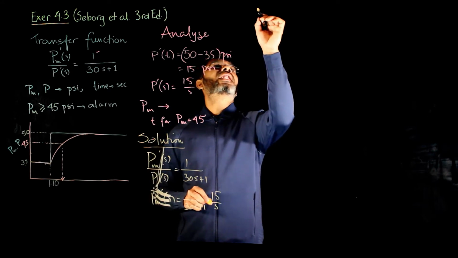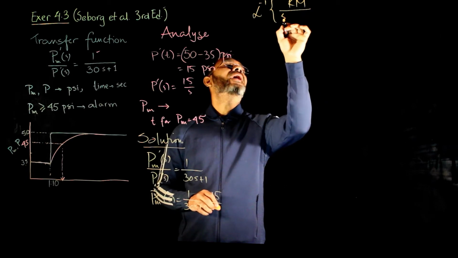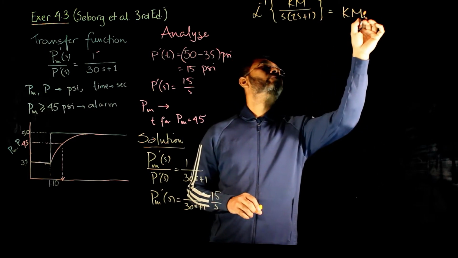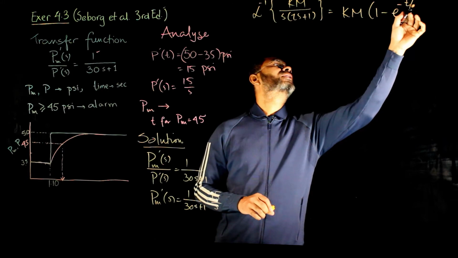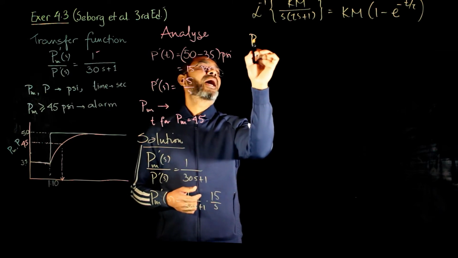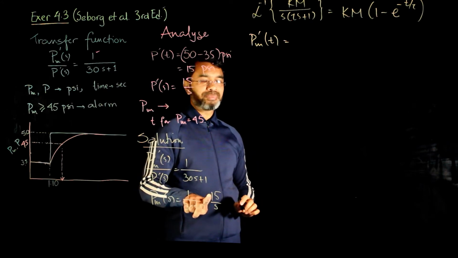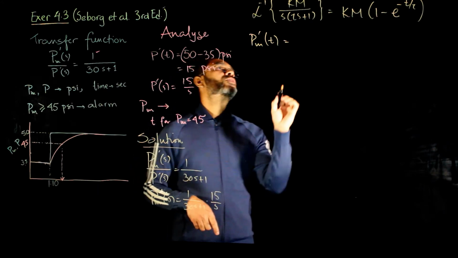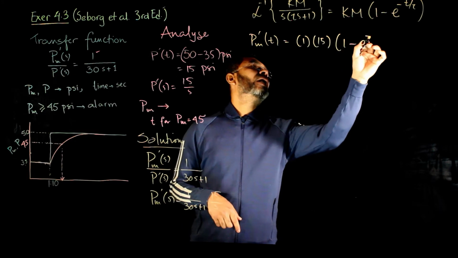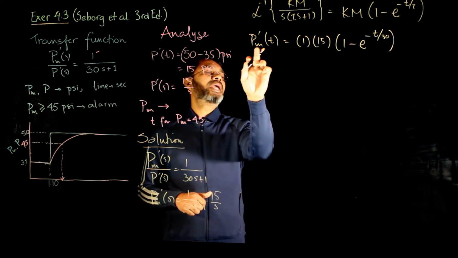Now we know that the Laplace inverse of Km over s times (tau s plus 1) is given as Km times (1 minus e to the negative t over tau). We'll directly use this relation for this case. So we have Pm prime of t, for our case K equals 1, M equals 15, and tau equals 30. So we'll have 1 times 15 times (1 minus e to the negative t over 30). Okay, so that's the Pm prime.